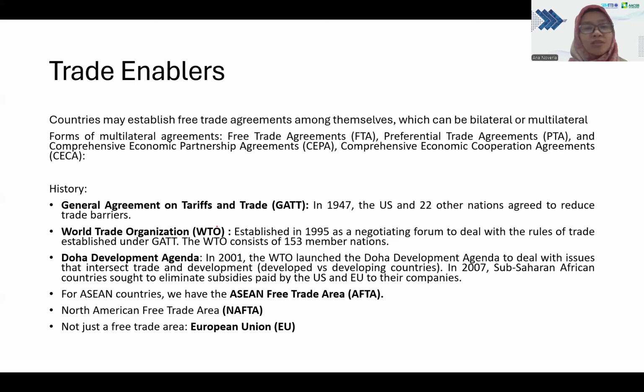And the EU is not just a free trade area, it's so much beyond that. It's a union, so it's one market, even one currency, the euro. Okay. Now I think that's for now.